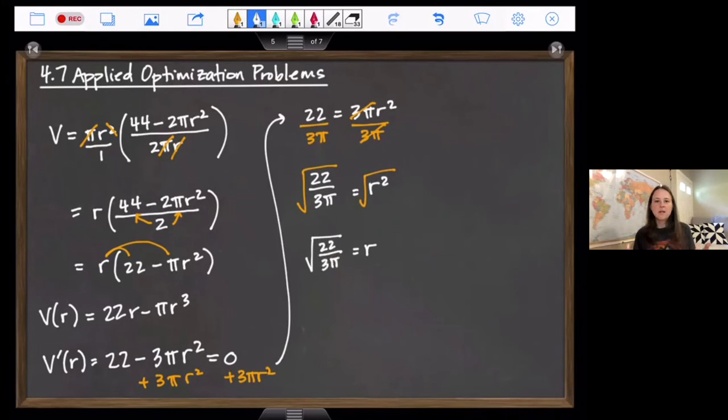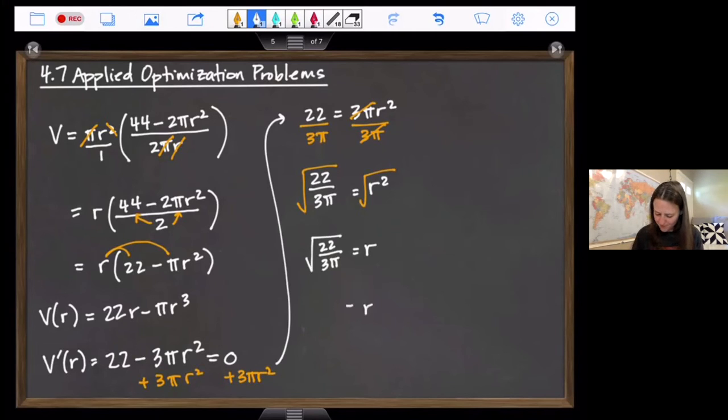Now, if you're building a can, you're not going to tell somebody to make it as a radius of square root of 22 over 3 pi. Nobody knows how big that number is. So let's go into our calculator and figure out what this is. So I'm going to divide 22 divided by 3 pi, and then take the square root of that. And I get 1.5278 and change.